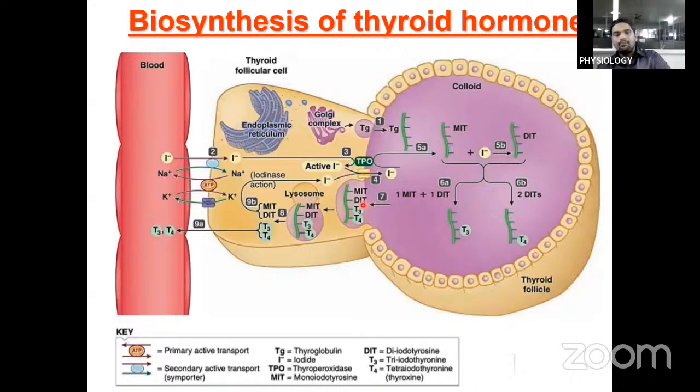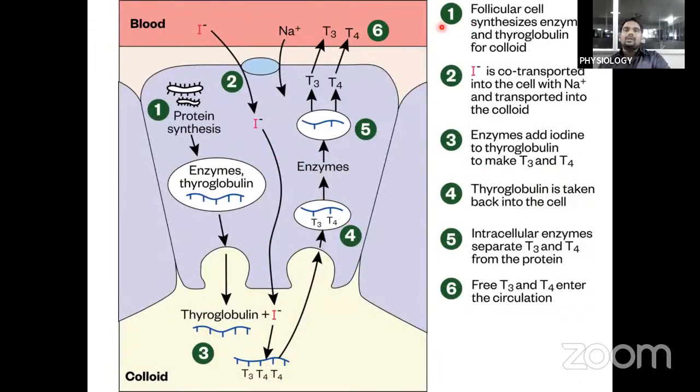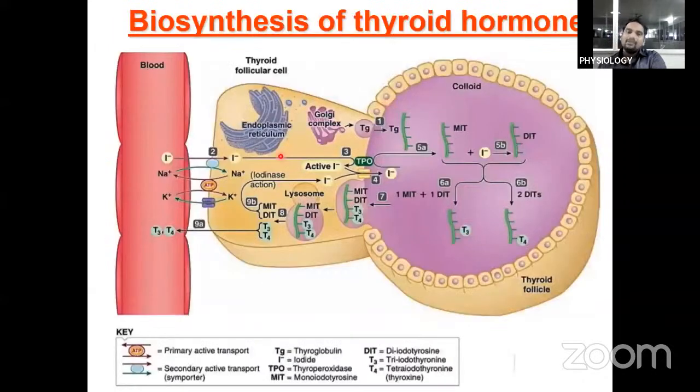So now listen here. We'll summarize it. First one, follicular cells synthesize an enzyme and thyroglobulin for the colloid. Okay, follicular cells, first it will be synthesized. From where will it be synthesized? From inside the nucleus, DNA. From the DNA, a specific gene is converted into mRNA. Later it will be converted into a tyrosine-rich protein.